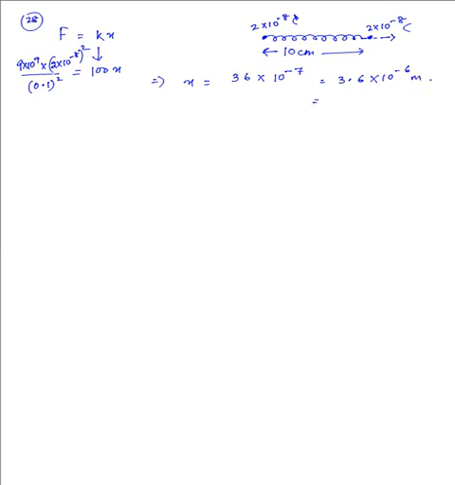In terms of centimeters, you'll find it as 3.6 times of 10 raised to the power minus 4 centimeters. Now this is very small as compared to the natural length of the spring, obviously, because the charges have very small magnitude, and with that small magnitude you obtain that much amount of force, and the spring constant is pretty high, that is 100.